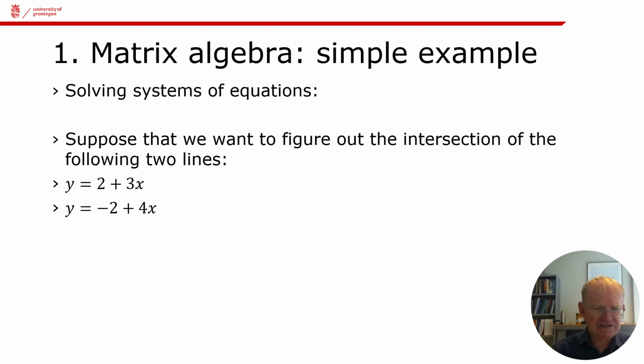So let's suppose we have 2 very simple lines. Y is 2 plus 3x, and the other one is y is minus 2 plus 4x. As long as the lines are not parallel, which they are not in this case, they must intersect at some point. And at that particular point, y and x will be the same for both lines. So let's see how we get there.